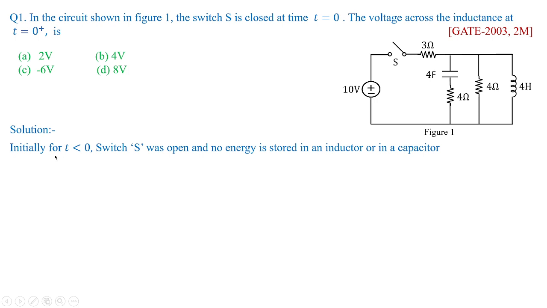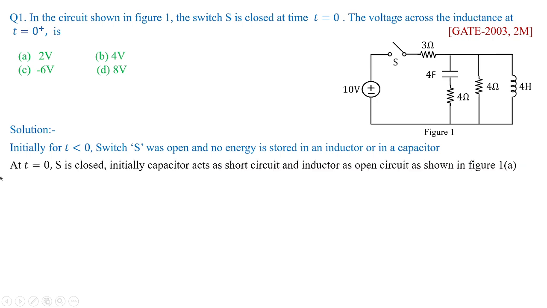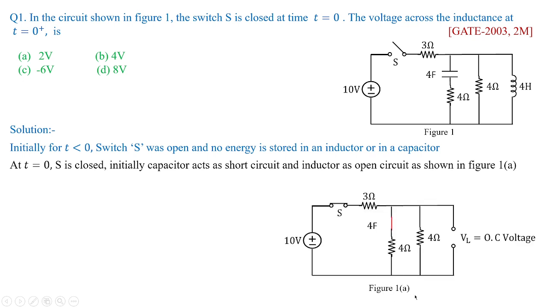As I told you, initially for t less than 0, the switch was not closed. It was open, and therefore no energy is stored in an inductor or in a capacitor. Therefore, at t equal to 0, switch S is closed. So initially the capacitor acts as a short circuit and the inductor acts as an open circuit. Now this can be understood with the help of figure 1a.